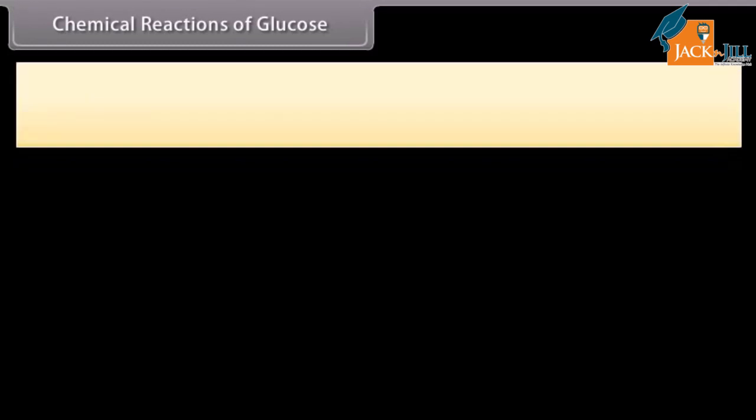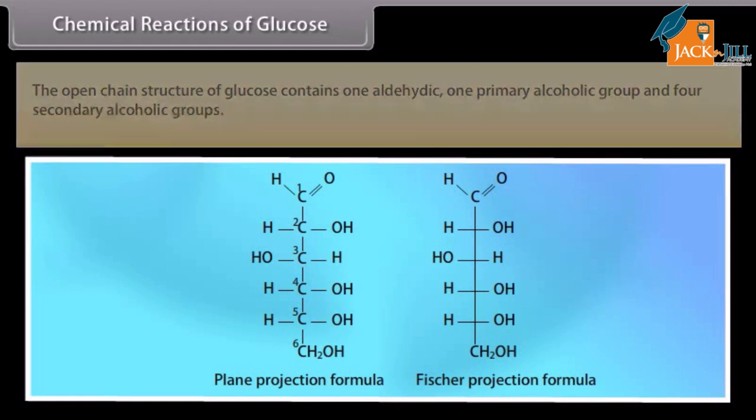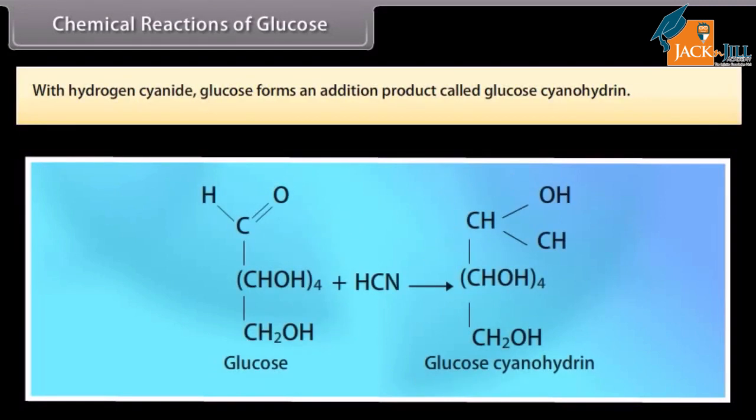Chemical reactions of glucose. The open chain structure of glucose contains 1 aldehydic, 1 primary alcoholic group and 4 secondary alcoholic groups. In Fischer projection, carbon atoms which are at the intersection of the lines are not shown. With hydrogen cyanide, glucose forms an addition product called glucose cyanohydrin.